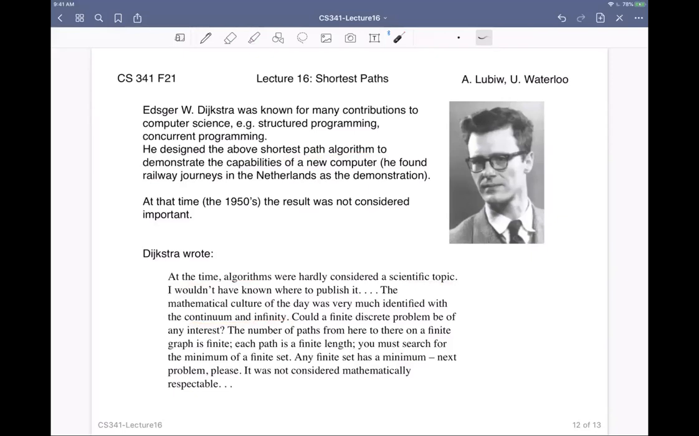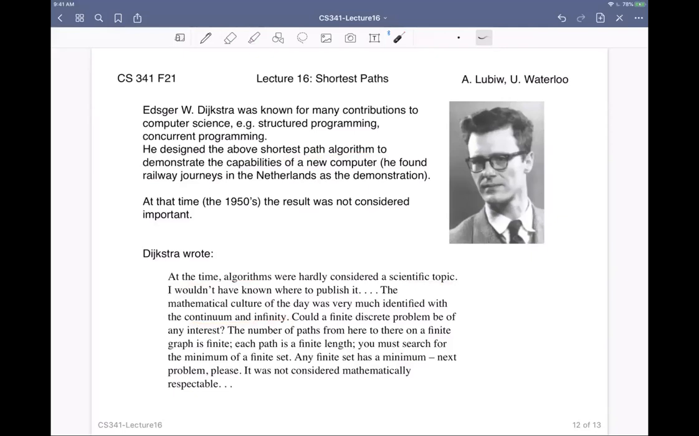The number of paths from here to there on a finite graph is finite. Each path is of finite length. You must search for the minimum of a finite set, and any finite set has a minimum. Next problem, please. It was not considered mathematically respectable.